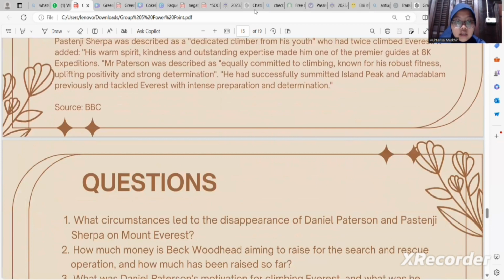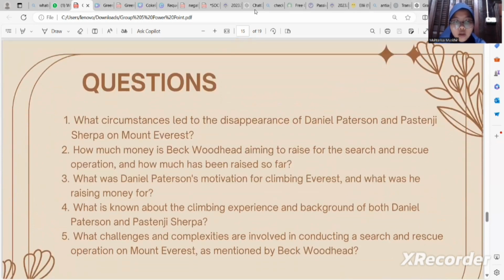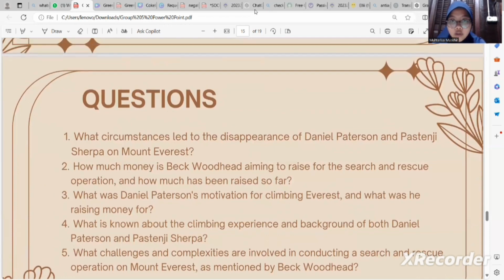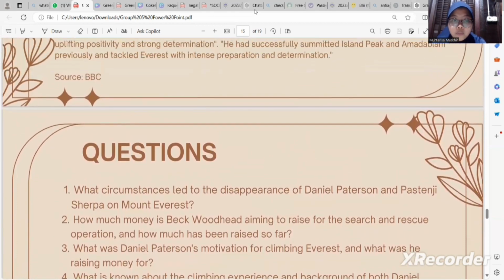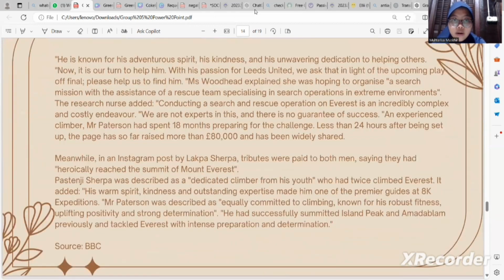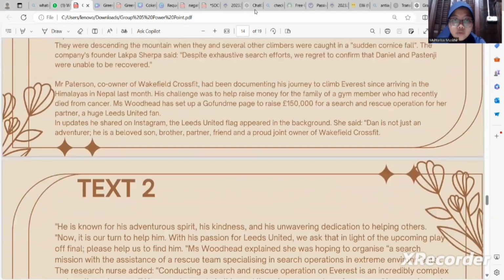So we're going to look at question 1. Question 1. What circumstances led to the disappearance of Daniel Patterson and Pasang Sherpa on Mount Everest? So question number 1 asks what was the cause of the disappearance of Daniel Patterson and Pasang Sherpa on Mount Everest. Okay, we're going to search for this in the paragraph. We're going to search for it in paragraph 1.